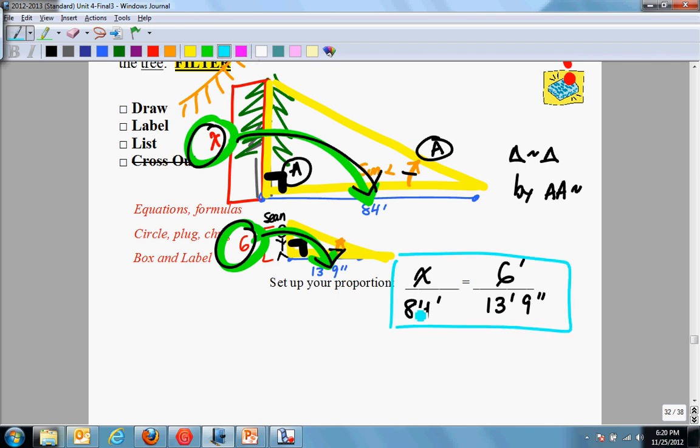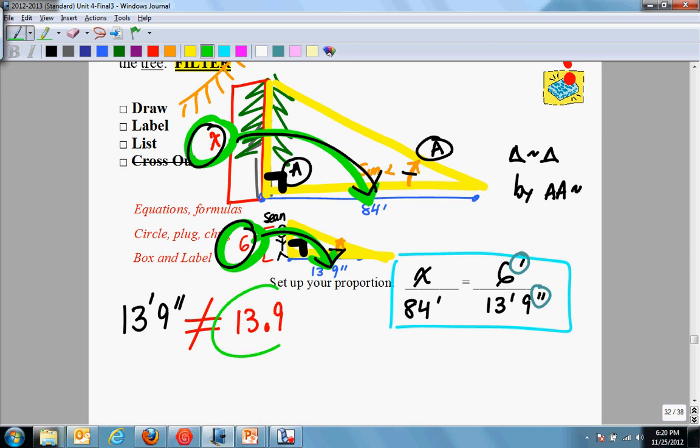Now, be very careful here. There's a little bit of a trap. We have a discrepancy of units here. We have feet and then we have inches. We need to get everything into feet. But let me just put this right out right now. 13 feet 9 inches is not equal to 13.9. Be very careful with that.